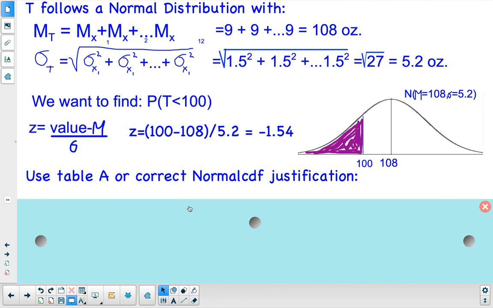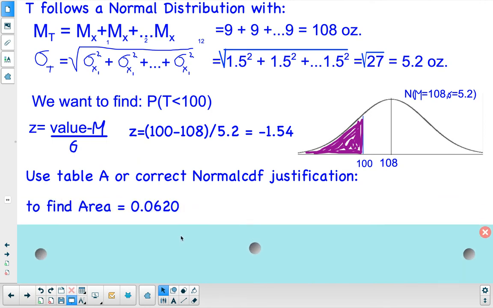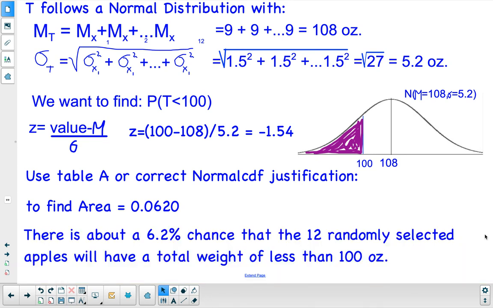So you could use Table A or the correct normalcdf justification, making sure you label the lower, the upper, the mean, and the standard deviation. And you should get that the area under the curve here is 0.0620, but you know we'll never answer a problem without doing it in context. So here we go. There's about a 6.2% chance that the 12 randomly selected apples will have a total weight of less than 100 ounces.